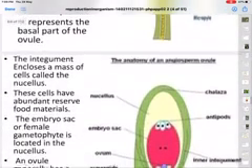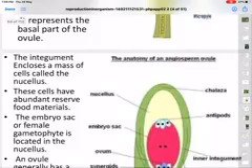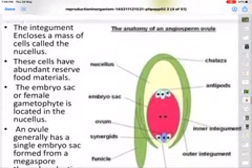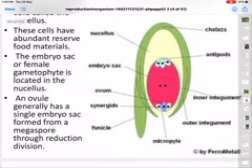Okay. And when you see the anatomy of the angiosperm ovule, the integument encloses a mass of cells called nucellus. Nucellus is very important as it serves as a nutritive layer. These cells have abundant reserve materials. The embryo sac of the female gametophyte is located in the nucellus. An ovule generally has a single embryo sac formed from a megaspore through reduction division.